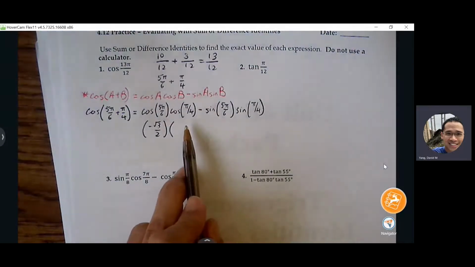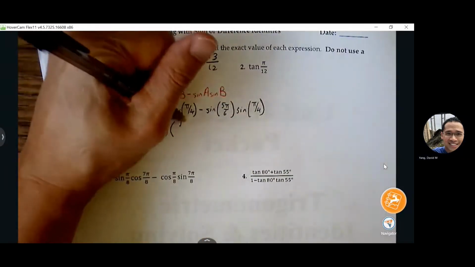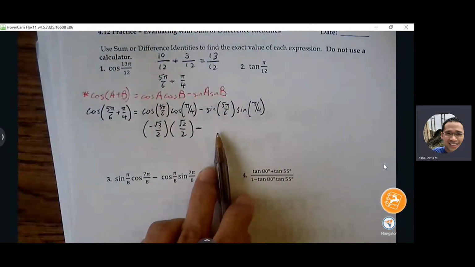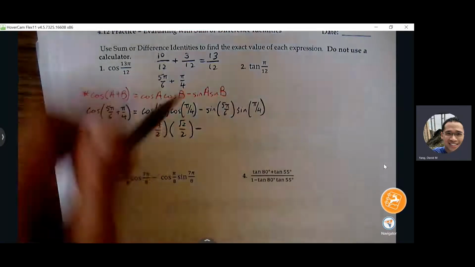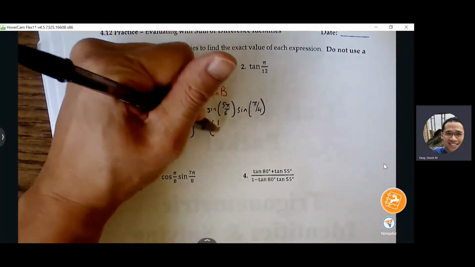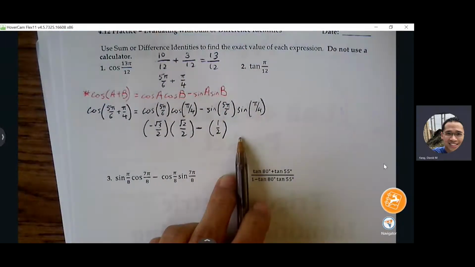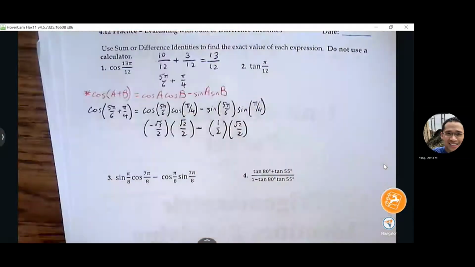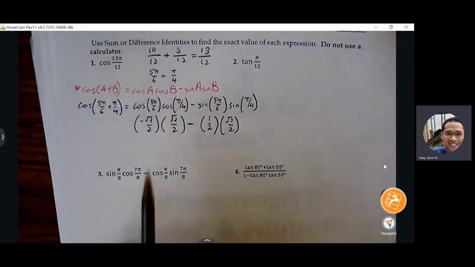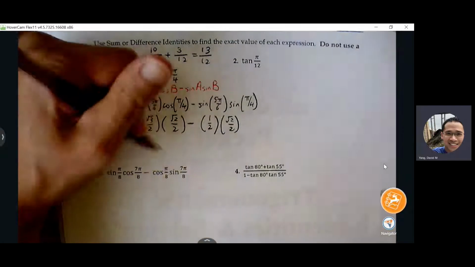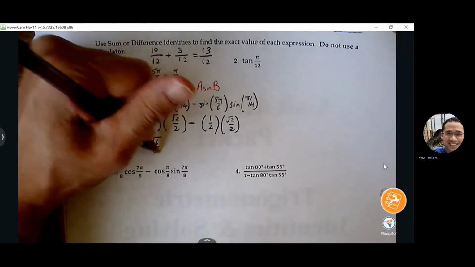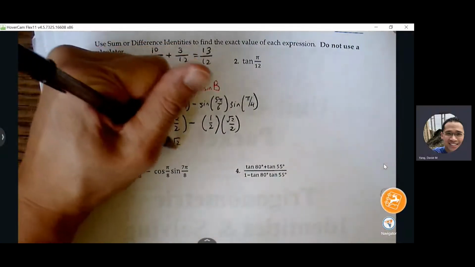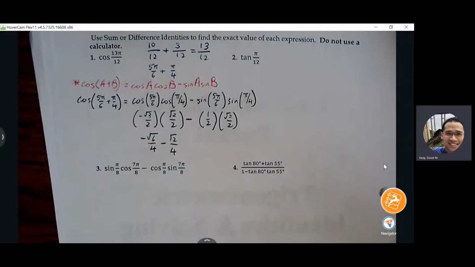Cosine of π/4 is √2/2. Sine of 5π/6 is 1/2. Sine of π/4 is √2/2. Let's multiply across. This is -√6/4, minus √2/4, right? We're multiplying each of these fractions.